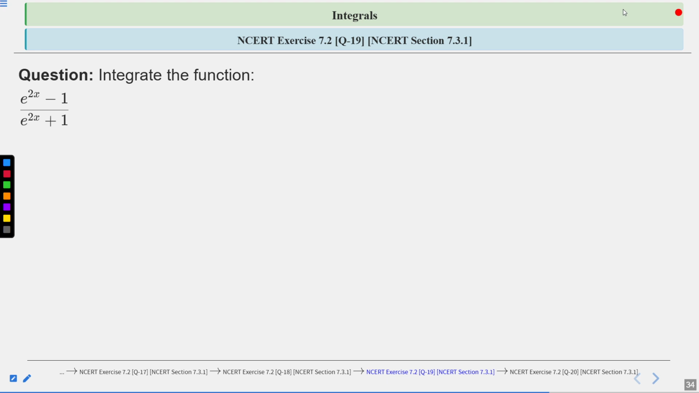So what can we do? We need to integrate this. Again, we have to apply the substitution method. But before substitution, we need to simplify this, because if we take the denominator as t, then the numerator should be dt or in the form of dt. But it is not here. So you need to apply some simplification to convert it into an easily integrable form of dt and t.